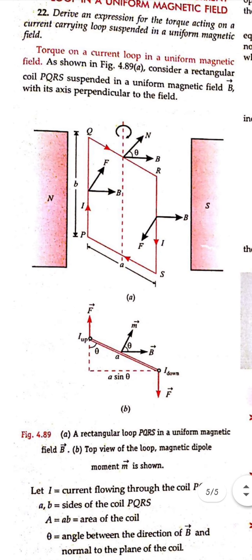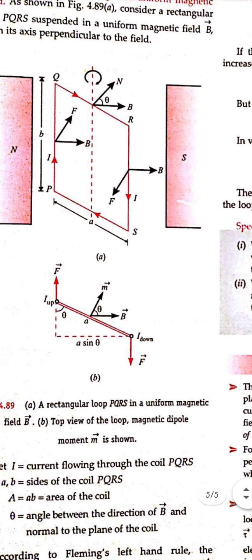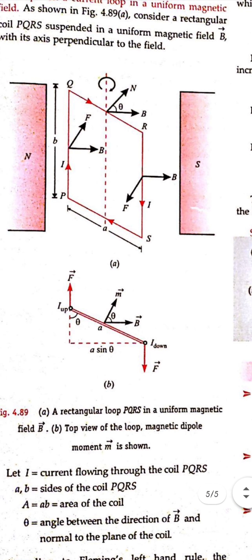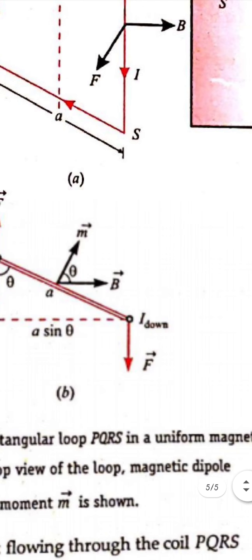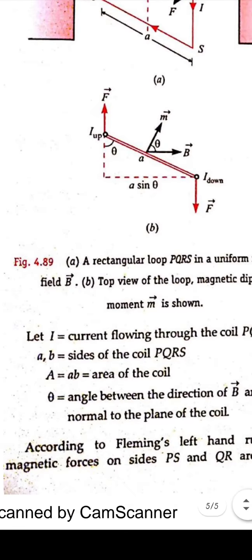In the figure below, from the top view, you can see that one force is trying to move upward and the other downward. So a couple of forces are trying to move it. Here we can say that torque is acting, and this torque will depend on the current flowing through the coil, the area of the coil, and the angle made between the magnetic field and the normal to the plane.